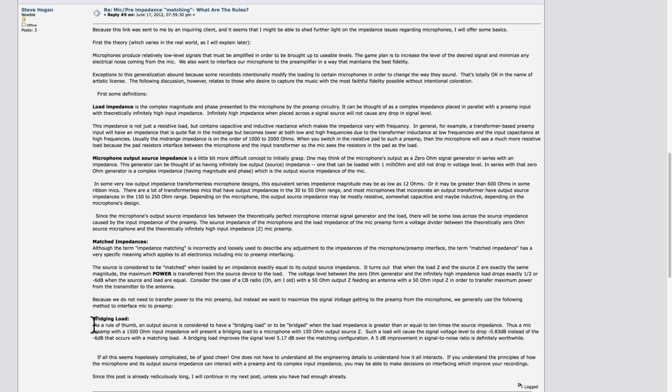So I think what he's saying overall is really what you're looking for is to have the load impedance, or the input impedance on your recorder or mixer or preamplifier, to be 10 times higher than the output impedance on your microphone. That's probably the simplest way to think of it in those terms. And if you do that, then you will get a better signal-to-noise ratio and you'll get a stronger output signal.